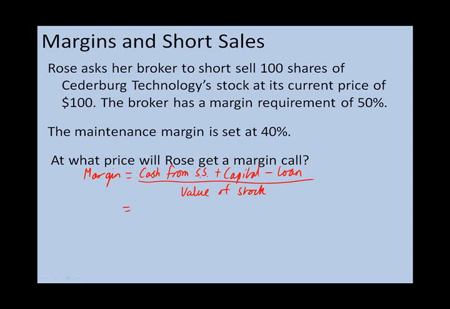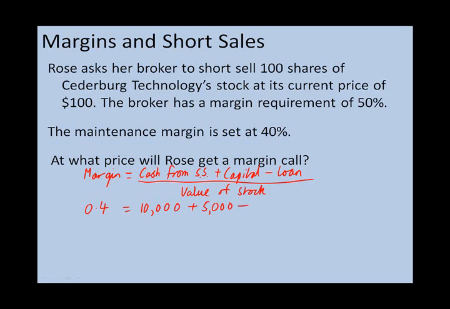Now let's add in the numbers. The maintenance margin is 40%. We know that when Rose sold the stock, she received $10,000, because the stock was worth 100 and she sold 100 shares. We also know that Rose invested $5,000 of her own money into the account.